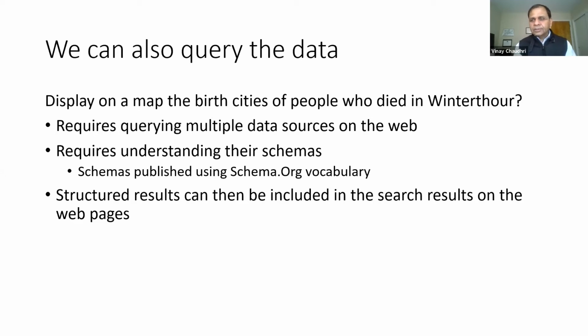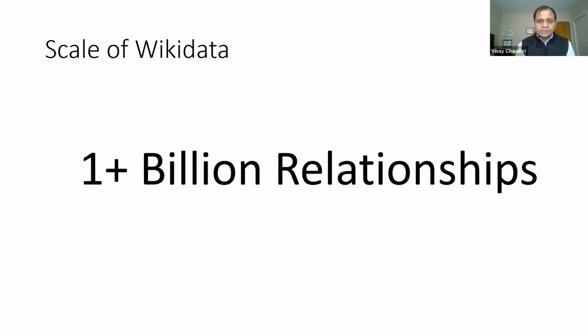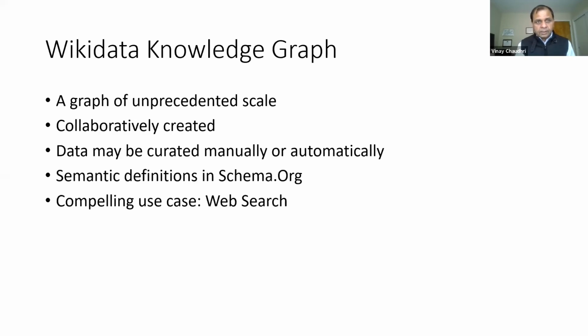Now you may ask, how real is this? How big is this? I don't have exact up-to-date data on Wikidata. This data is probably about a year old. A year ago, it had over 80 million objects, over 1 billion relationships, and it was linking to over 4,800 different public catalogs. I mentioned the Library of Congress catalog. That is just one of these 4,800 or so catalogs that Wikidata is currently linking to.